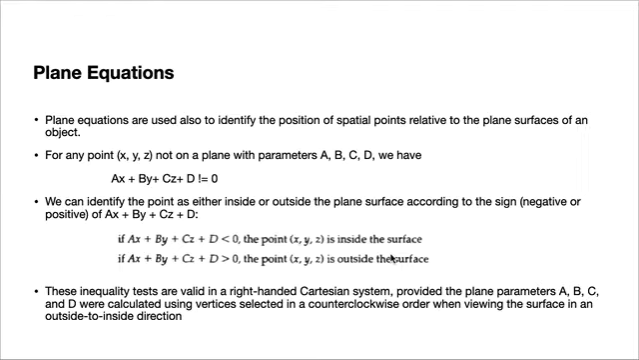Then the plane equations are also used to identify the position of spatial points relative to the plane surfaces of an object. So, for any point x, y, z not on a plane with parameters a, b, c, d, we have ax plus by plus cz plus d not equal to 0. Okay, the plane equation is ax plus by plus cz plus d equal to 0, which means that x, y, z should be a point on the surface.